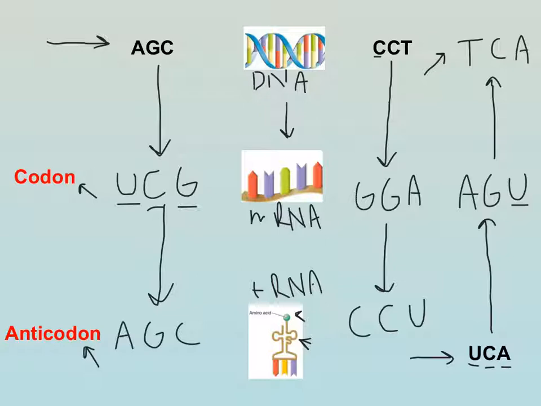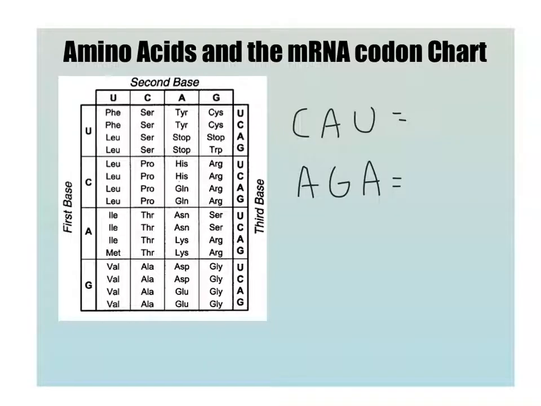There it is, folks. The base pairing rules going from DNA to mRNA codon to tRNA anticodons. All right, and how to use a codon chart again to figure out which amino acid is going to show up with these codons. So let's try this one first.